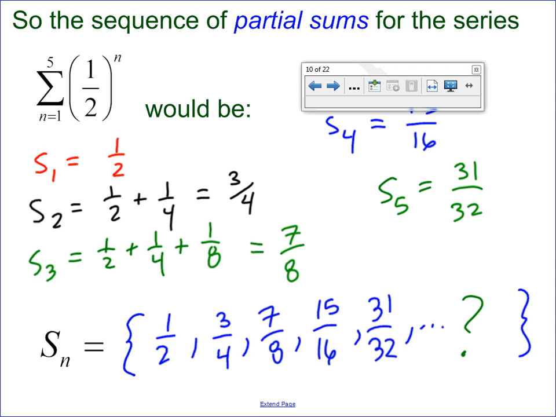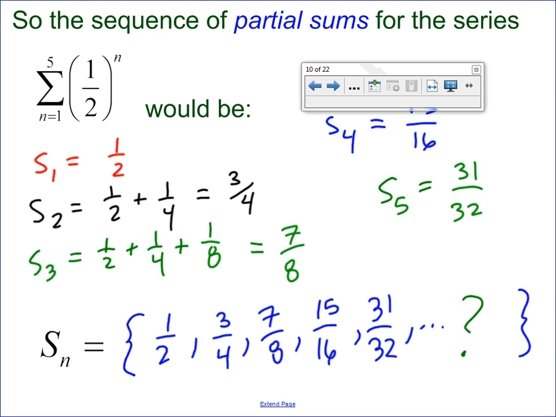Sophia? Yeah, it's two what? What's that? 2 times the previous numerator plus 1, yes. So the 7 times 2 is 14 plus 1 is giving me the 15. Yes, the 15 times 2 gives me 30 plus 1 is 31. Yes. How about the numerator versus the denominator? A difference of 1, right? So can we take those patterns and generalize a rule that would give us the nth partial sum? Right? Yeah, we could.